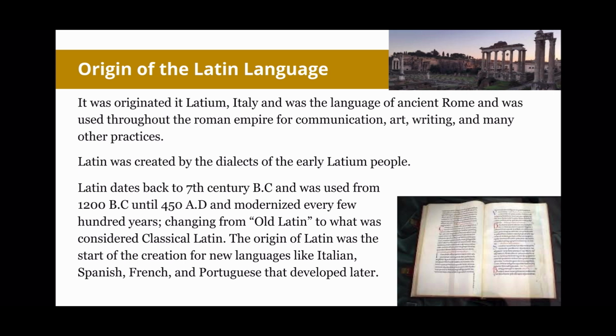And the origin of the Latin language. It originated in Latium, Italy, and was the language of ancient Rome, used throughout the Roman Empire for communication, art, writing, and many other practices. Latin was created from the dialects of the early Latium people. It dates back to the 7th century BC and was used from 1200 BC until 400 AD, modernized every few hundred years, changing from Old Latin to what is considered Classical Latin. The origin of Latin was the start of the creation of new languages like Italian, Spanish, French, and Portuguese that developed later, and we'll talk more about that in later slides.